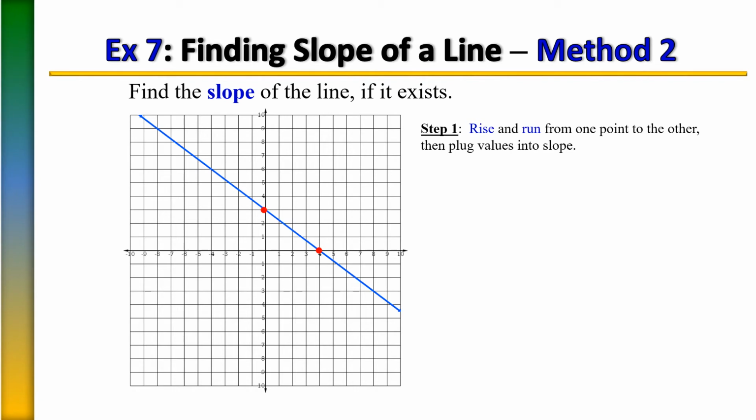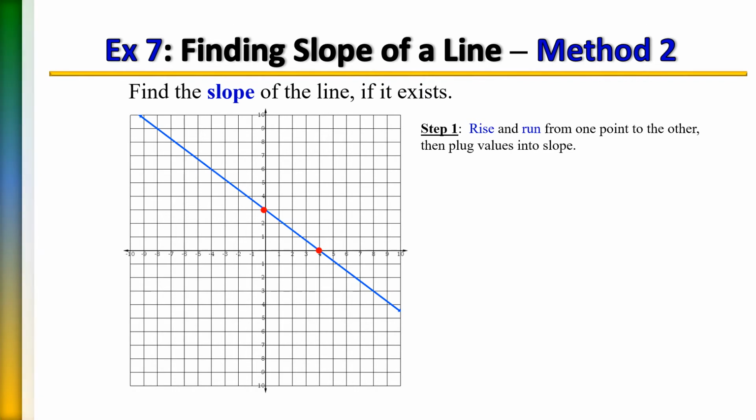Now another way that you can find the slope of a line when given its graph is to use the rise over the run method. In other words, you're going to rise and run from one point to the other and plug those values into the slope. So let's go ahead and begin. We can use the same 2 points that we identified in the first method.